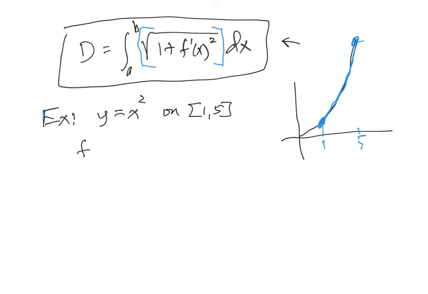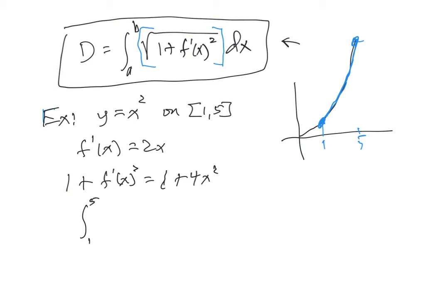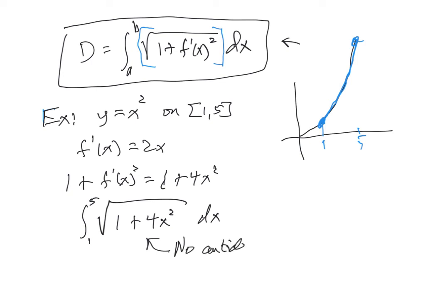We need the derivative. I'll call it f, I guess. Derivative is 2x. 1 plus f prime of x squared is 1 plus 4x squared. And so we need to integrate from 1 to 5 the square root of 1 plus 4x squared. And right now, where we are, chapter 2, calculus 2, we know no antiderivative. We will learn one later on. We don't know it yet.